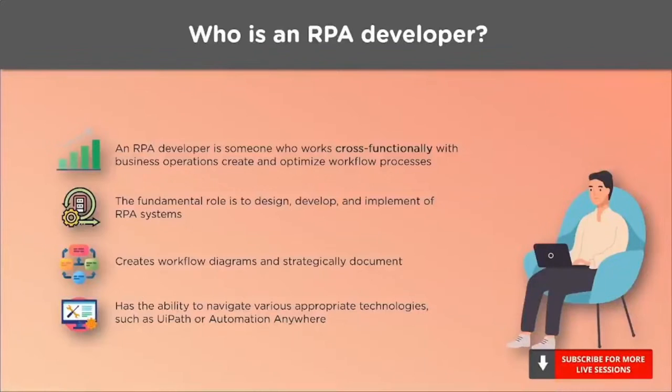But no matter the title, the role of a successful RPA developer requires specific skills and best practices like documentation and planning. In order to automate a business process, an RPA developer will be required to create workflow diagrams and strategically document the process prior to implementation. He may also be responsible for testing and bug fixes, so coding skills are also important. In order to become a successful RPA developer, you must have the ability to navigate through appropriate technologies such as UiPath or Automation Anywhere.